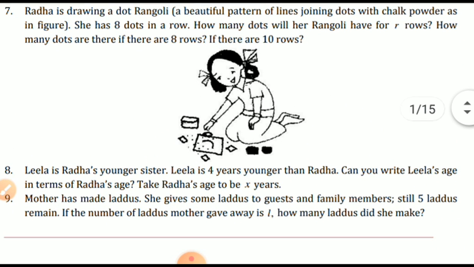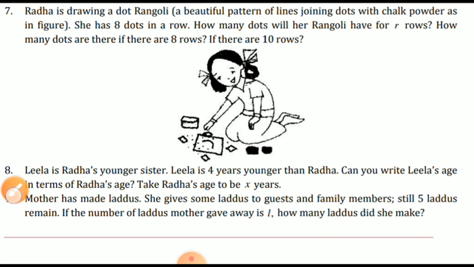Suppose Radha is drawing a dot rangoli, a beautiful pattern of lines joining dots with chalk powder as in the figure. She has 8 dots in a row. How many dots will her rangoli have for R rows? How many dots are there if there are 8 rows? If there are 10, then also fine.